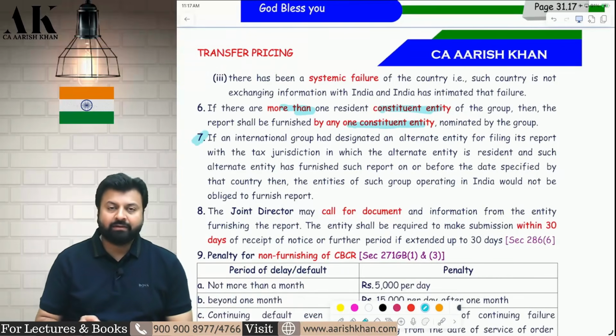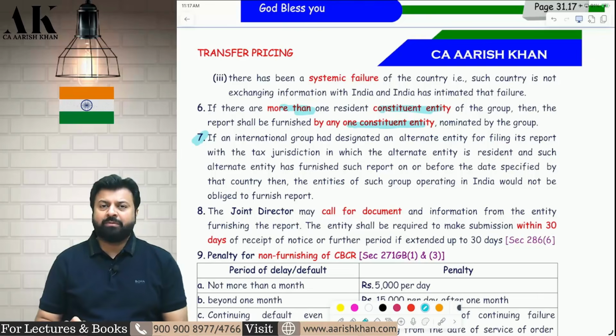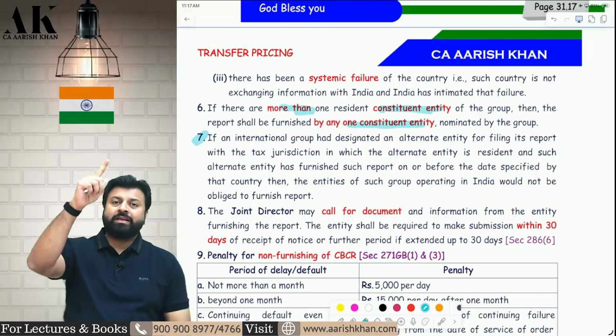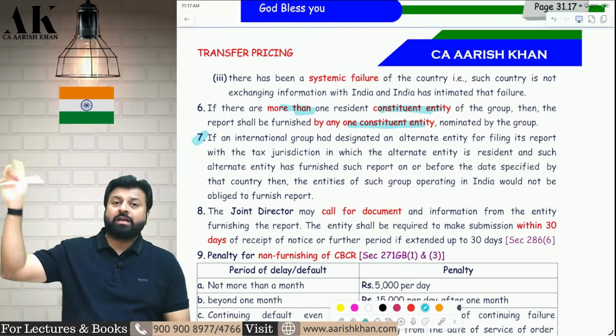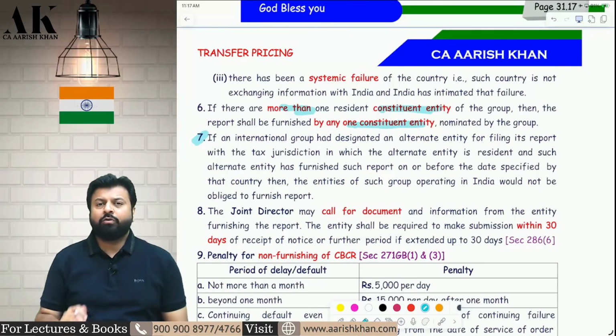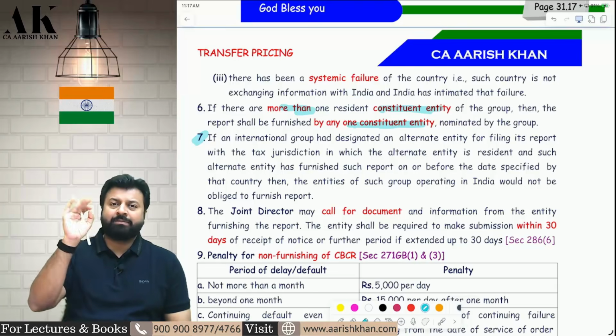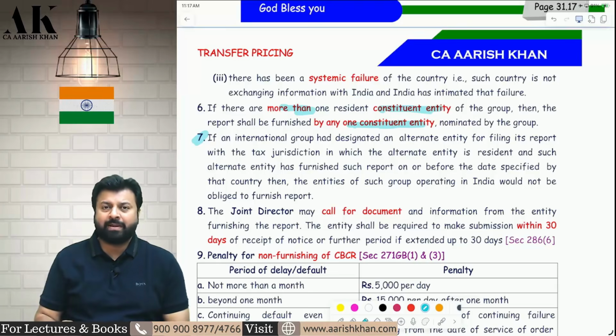Next one, point number 7. Again, a very important point. Let me explain with the help of an example. Let me take 3 countries: Sony Japan, Sony India, Sony Germany. By default, who will file CBCR? CBCR will be filed by Sony Japan because the ultimate parent entity is in Japan.